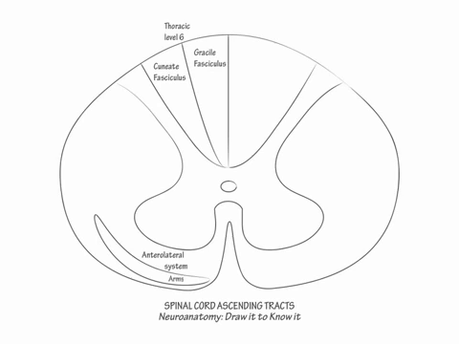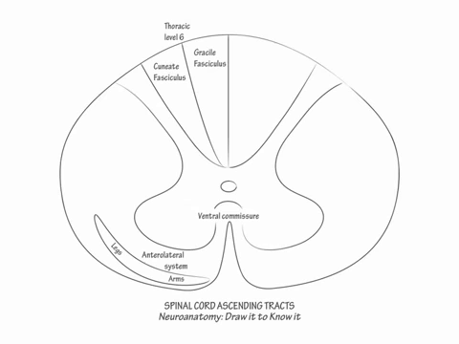The arms are medial and the legs are lateral, which is the same as the somatotopic organization of the descending corticospinal tracts. It is important to label the ventral commissure between the anterior horns. This is the white matter pathway through which the anterolateral system fibers cross sides of the spinal cord.